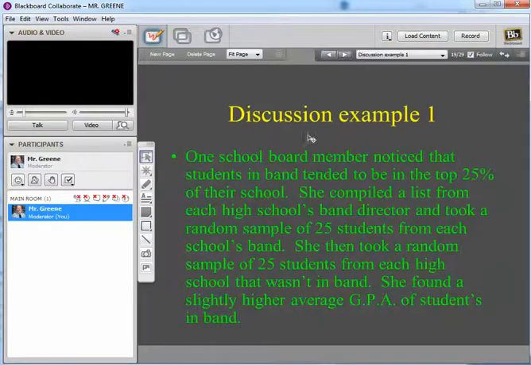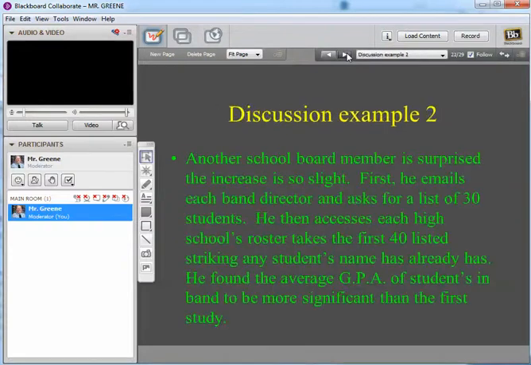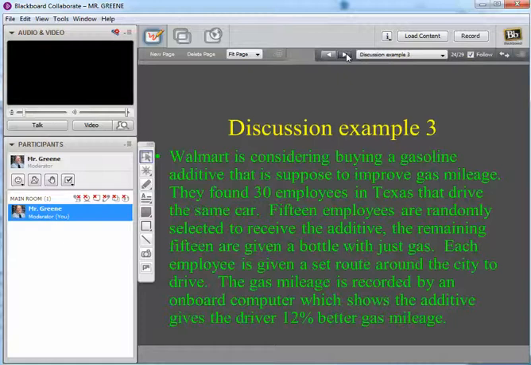Okay. Now, in our Class Connect that we have on Thursdays, I will start going over some of these. This is a discussion example that we'll have. It says one school board member noticed that students in a band tended to be the top 25% of their school, and it goes on. I want you to read this discussion, and we'll have some questions that we'll talk about afterwards, okay? Here's another discussion. It says another school board member was surprised the increase was so slight. A little bit more information, so they're going to do something else, and we'll discuss that.